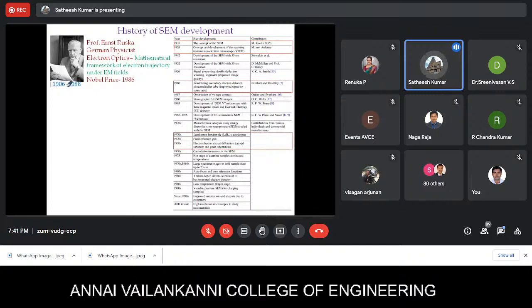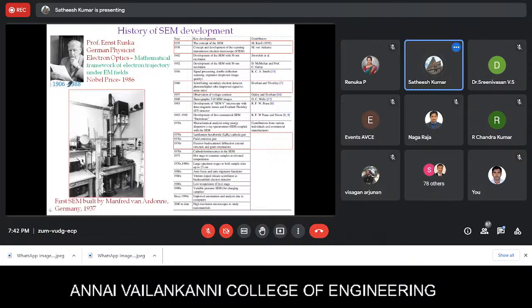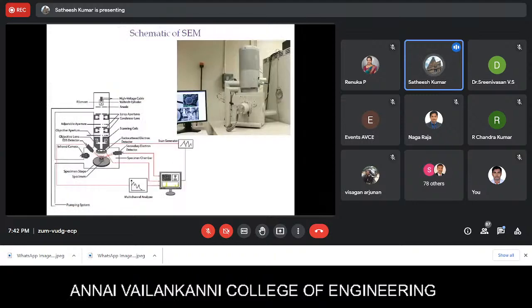Further to that, there have been a lot of developments, such as imaging in an automated mode, and variable pressure SEM for samples which get charged because of the electron exposure. We can also have a lot of high resolution microscopes to carry out studies on nanomaterials. This was a photograph of the very first SEM, built by Manfred von Ardenne in Germany in 1937. It seems to be a very big one. The conventional microscope of nowadays, which you can see in research institutes, looks like this.